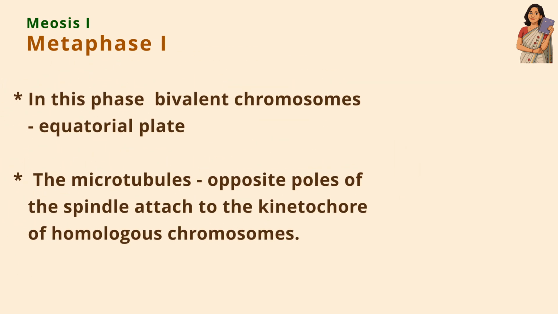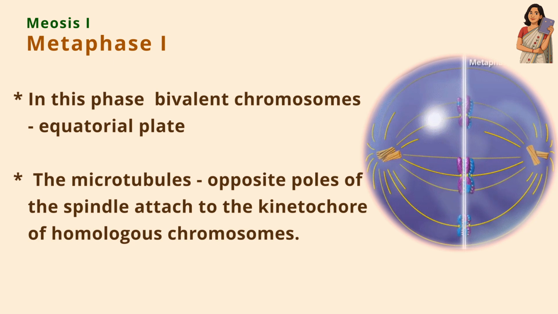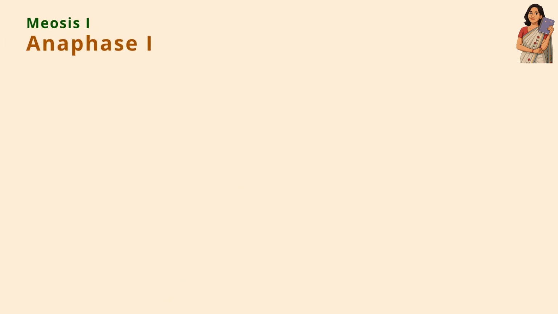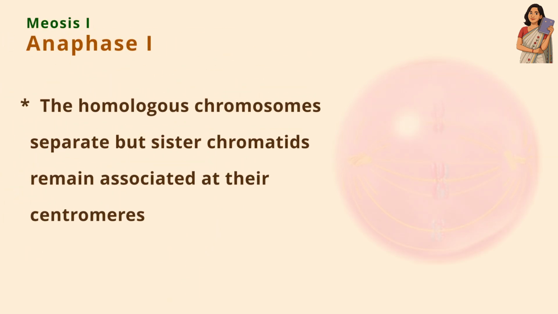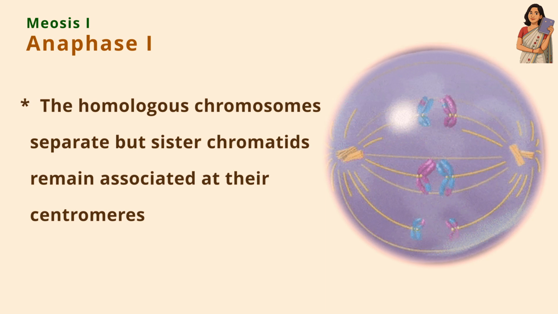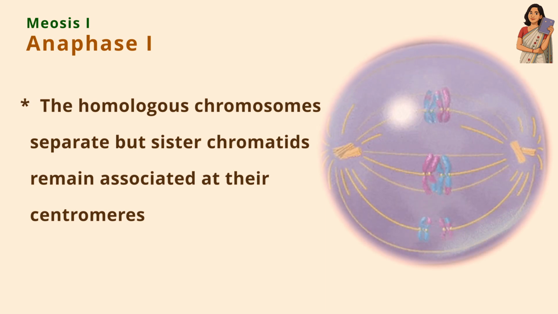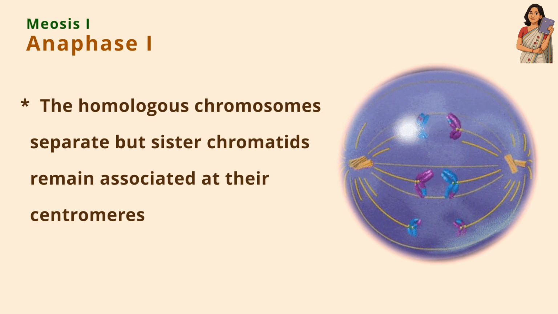In this phase, the bivalent chromosomes will start to align at the equatorial plate. Parallelly, the microtubules of spindle fiber, which are present at opposite poles, will be attached to the kinetochore of homologous chromosomes. The next phase is ANAPHASE 1. In this phase, the homologous chromosomes will separate, but the sister chromatids remain attached at the centromere.